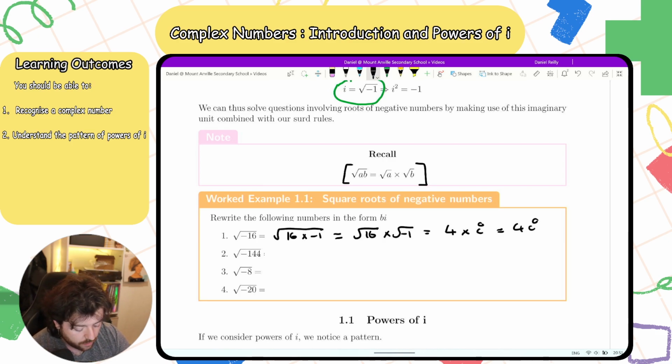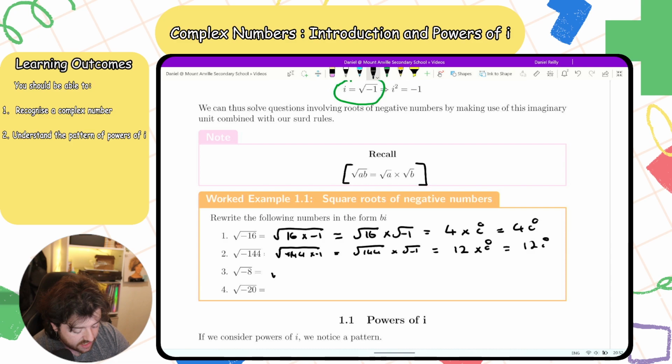This one here, root minus 144, is root 144 times minus 1, which is equal to root 144 times root minus 1, which is equal to 12 times i, which is 12i.